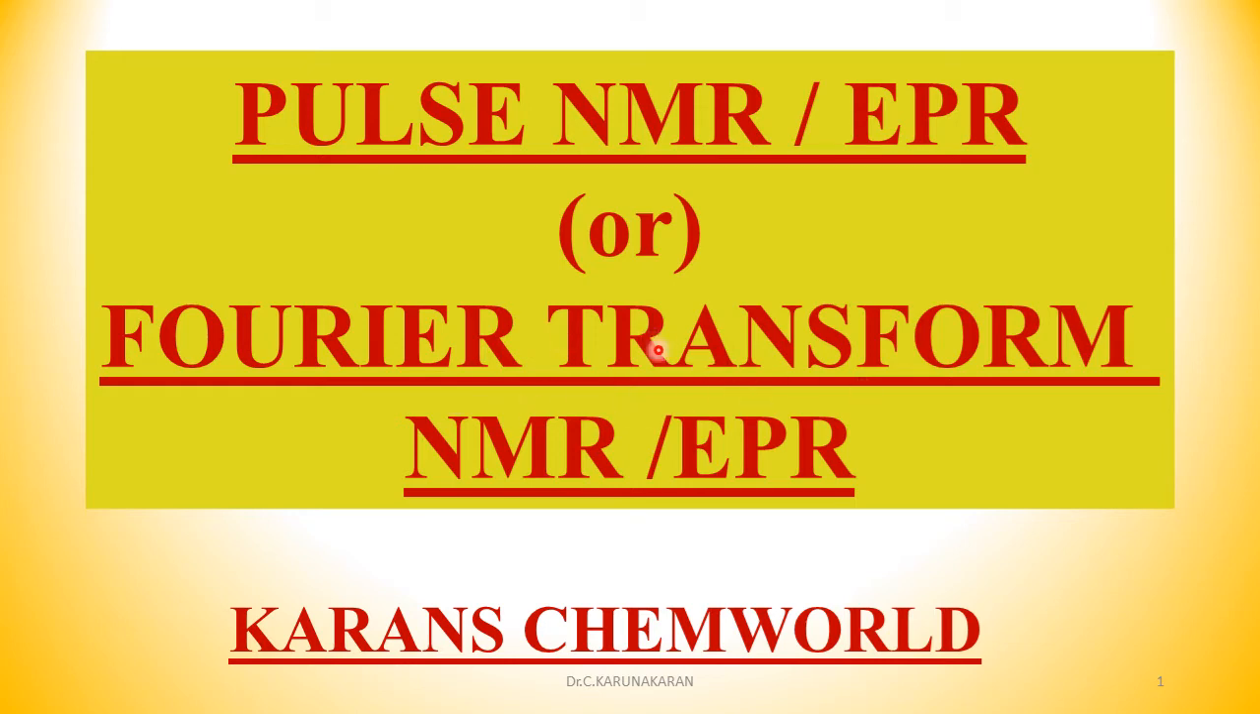In continuous wave NMR, it is the old version, and radio frequency radiation is used to affect the nuclear spin transitions. Similarly, in EPR, microwave radiation is used to cause the electron spin transitions from ms minus half to ms plus half. We have studied earlier. Here, RF radio frequency radiation is used in pulse NMR.